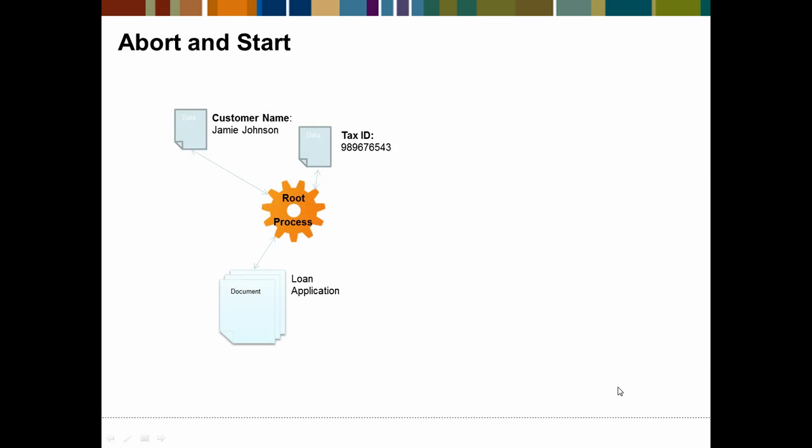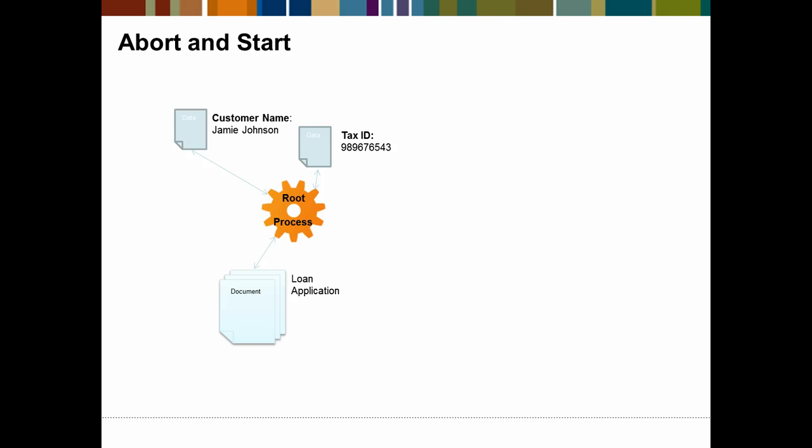Let's start with the business case. Abort and Start addresses a case where a work item has been started in the incorrect process definition and it needs to be switched or moved to the correct process. For example, here I have a process. It has some data and also a document, a loan application. And upon further inspection of this process, we find that it has been started in the incorrect process definition.